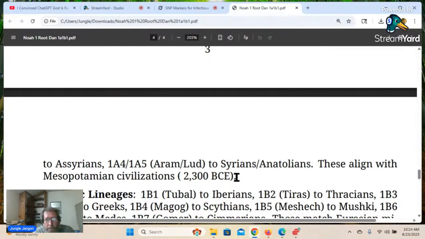Aram, Syrians, 2300 BCE, Aramaic texts, and Lud, Lydians, Anatolia. Herodotus's accounts align with F's M213, 22 SNPs, fitting Mesopotamia and Anatolian records.